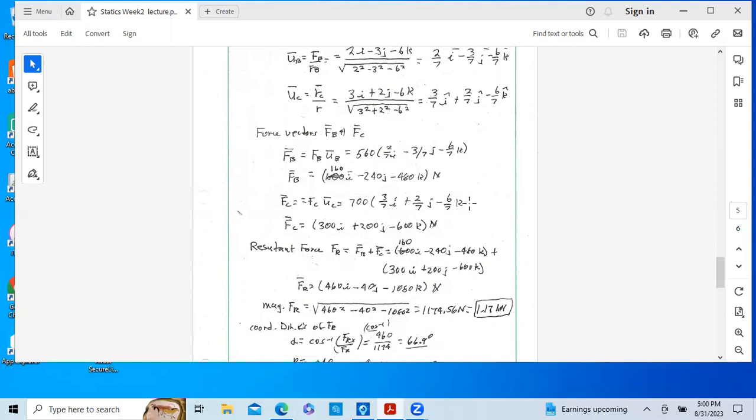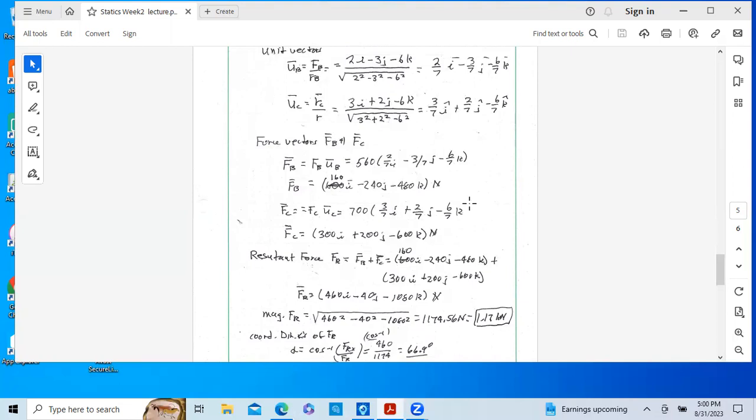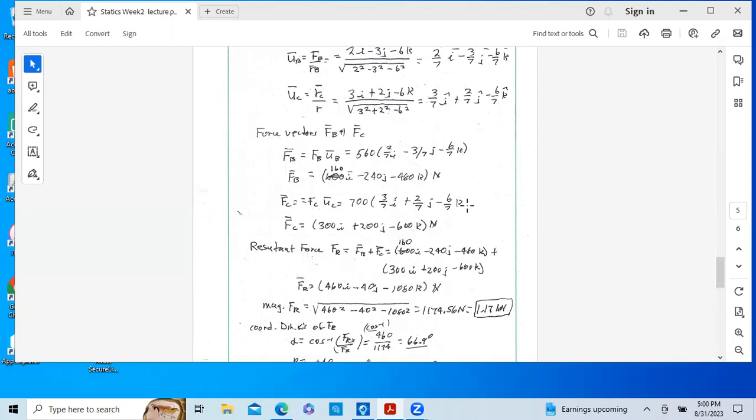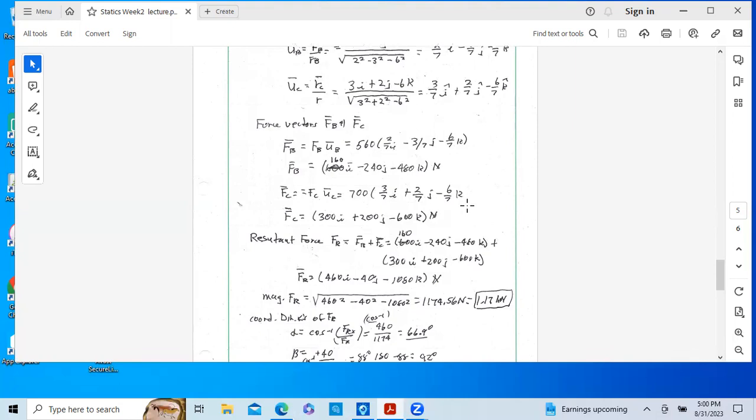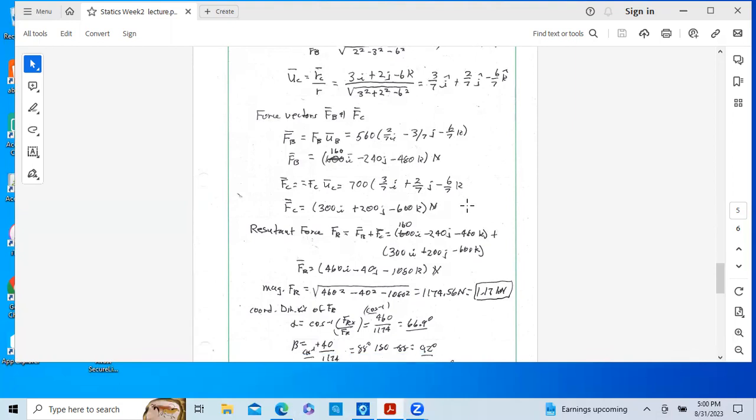And so we get F sub B. Take 500 and multiply it times each of these, the I, J, and K. And so we end up with F sub B is 160I minus 240J minus 400K newtons.